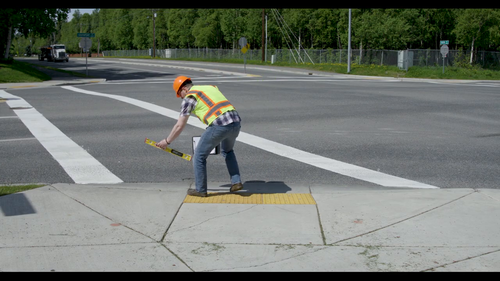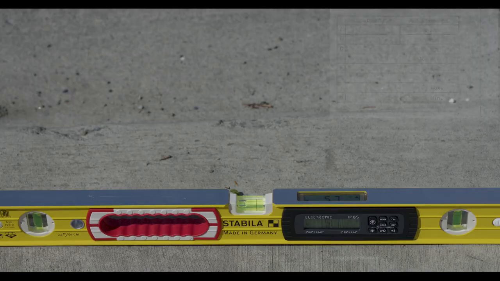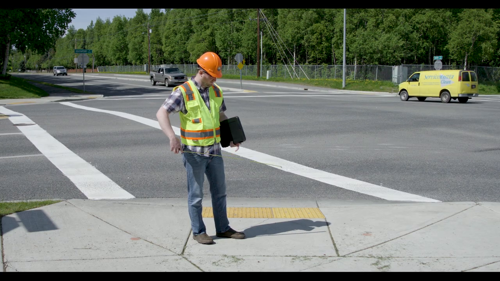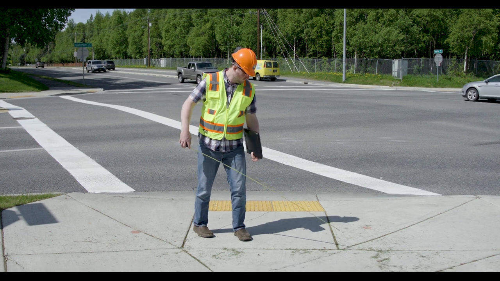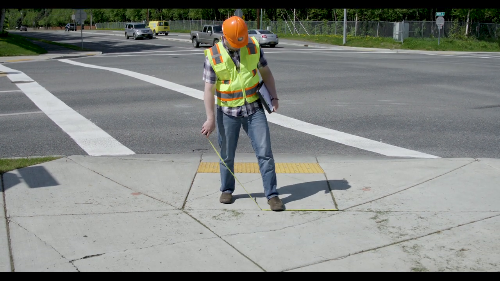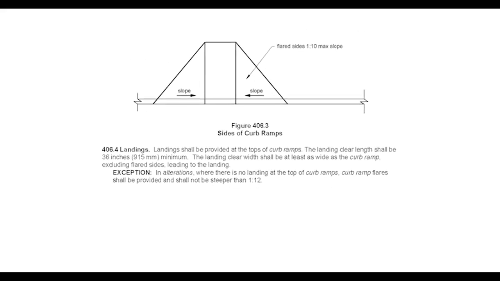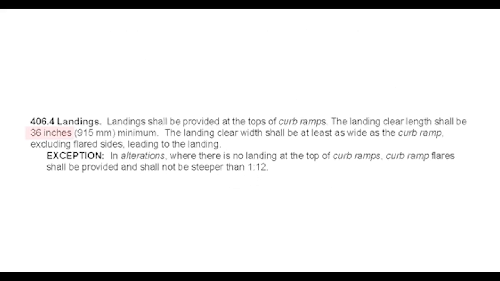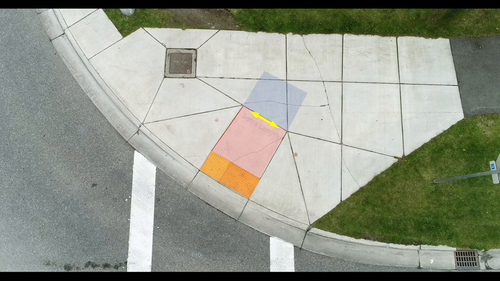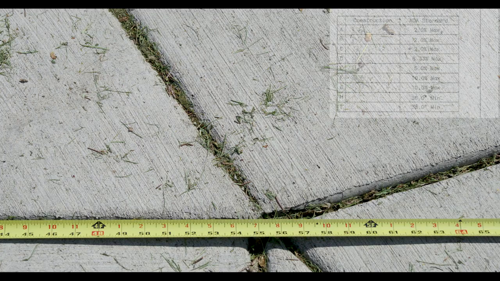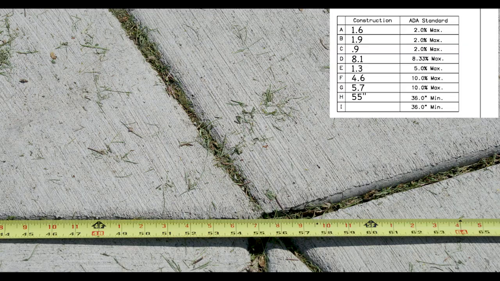Move to the right flare and perform the same procedure, only this time record the measurement in row G of the data sheet. Finally, return to the landing. Measure the width of the landing. This should be taken in the same direction as the cross slope. ADAG says that the minimum width of the landing and ramp is 36 inches. As a compliant ramp should be attached to the landing, ramp width should be the same as the landing's width. Measure from expansion line to expansion line and record this value in row H of the data sheet.